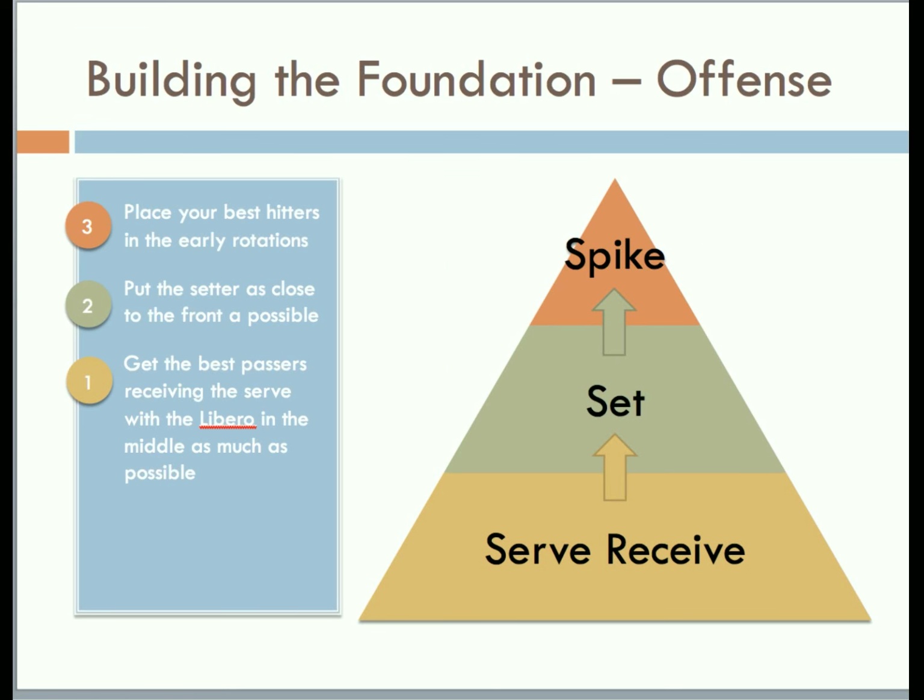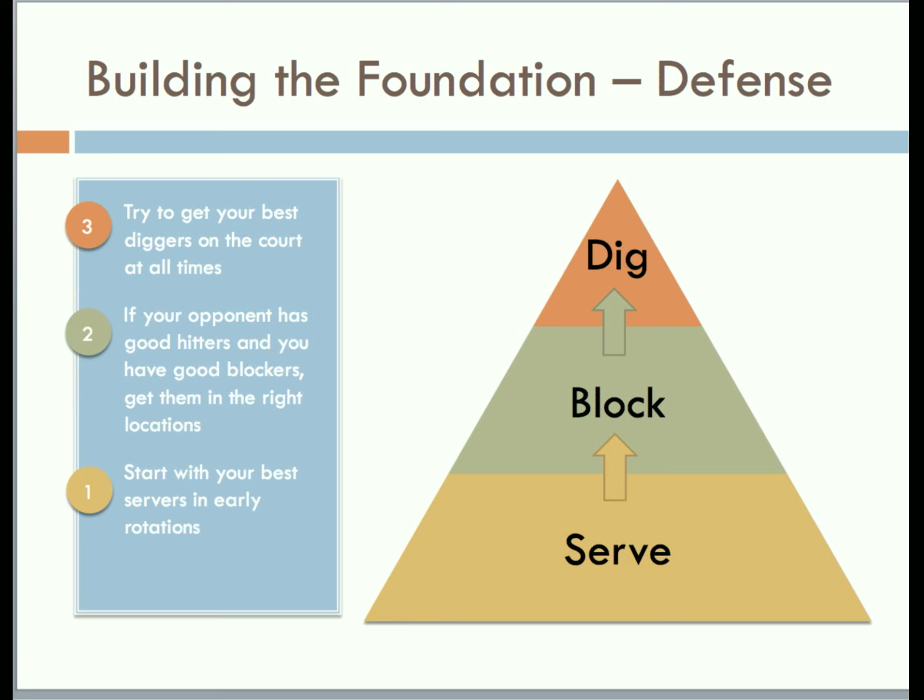How do you build the foundations? Well, let's start with our offense, which starts with the serve receive. If we pass the ball well, then our setter has an easy set, and the spiker gets a good set. Next, on the defensive side, we want to serve well and then block and dig.